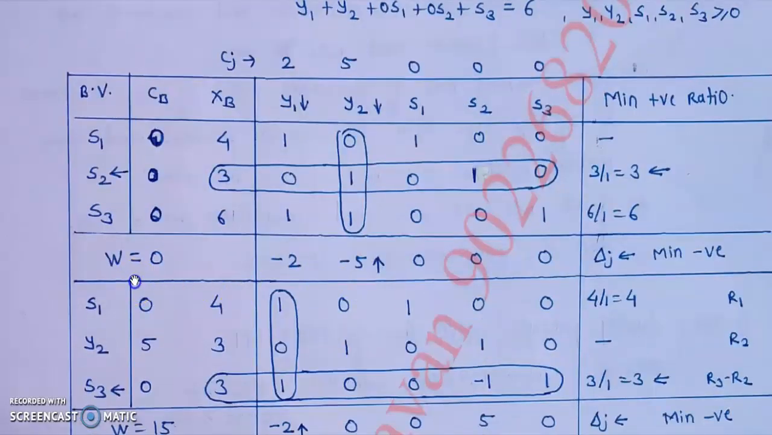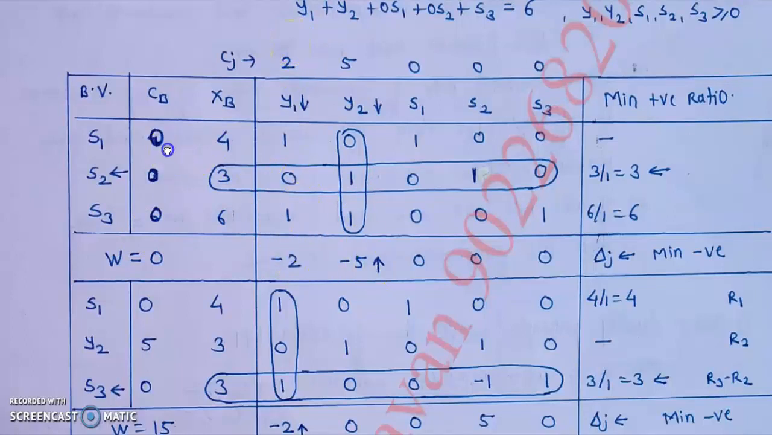Therefore we have the W calculation as 0 into 4 plus 0 into 3 plus 0 into 6, which is 0. So always, like in the simplex method, we have first Z, or here the W value, 0, and we always have this delta J row as the negation of the Cj row, because the delta J calculation formula is Cb into y1. How has this minus 2 come? It is 0 into 1 plus 0 into 0 plus 0 into 1, so the total is 0 minus the top element, that is 2, that's why minus 2.